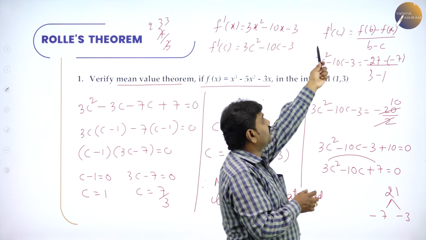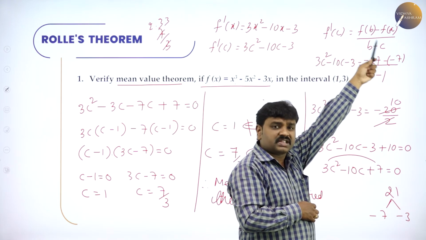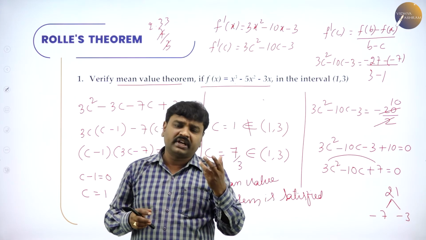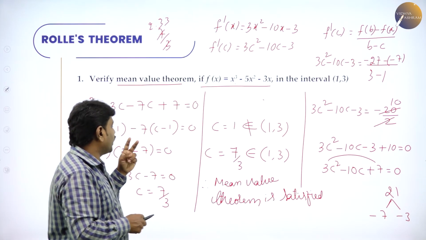But in mean value theorem, f dash c is equal to what? F of b minus f of a by b minus a. And solve this, we will get a quadratic equation. You know, a quadratic equation will have two roots. So we'll get two values for c.